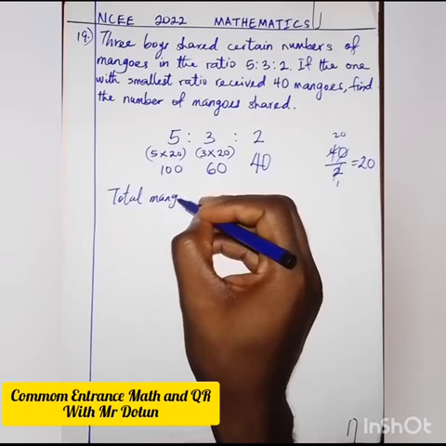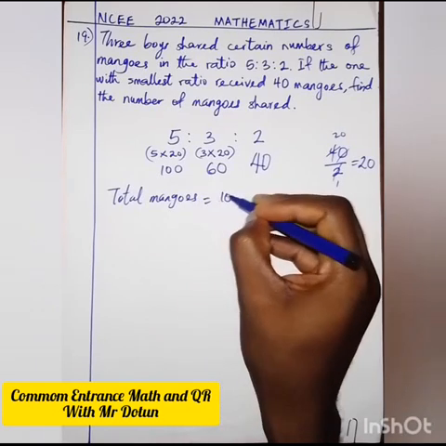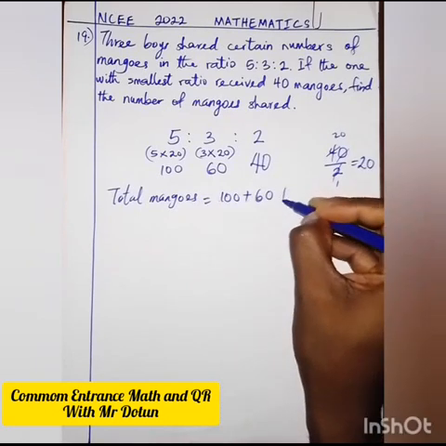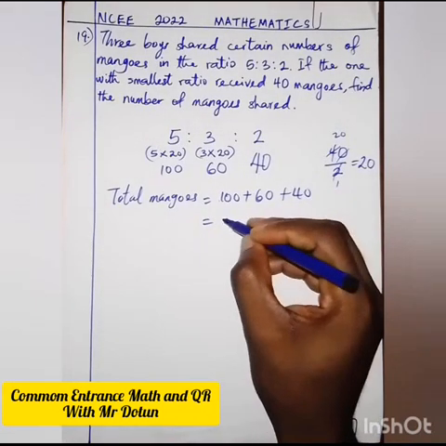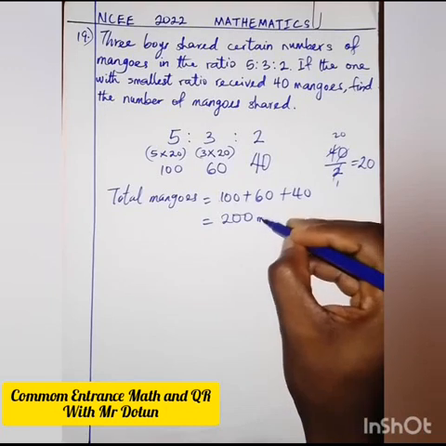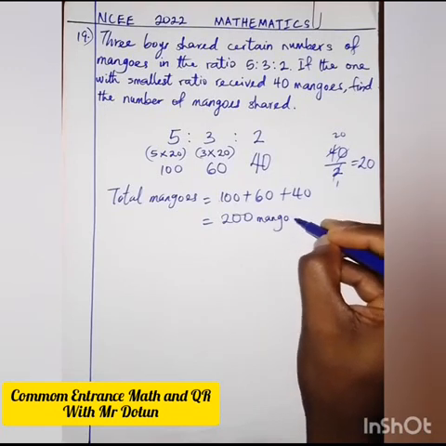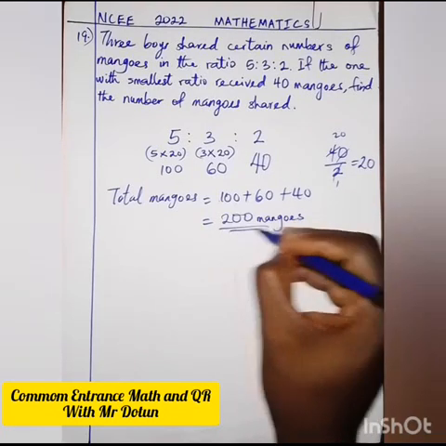So the total number of mangoes shared will be equal to 100 plus 60 plus 40, which gives you 200. So at the end, we've found that they shared 200 mangoes.